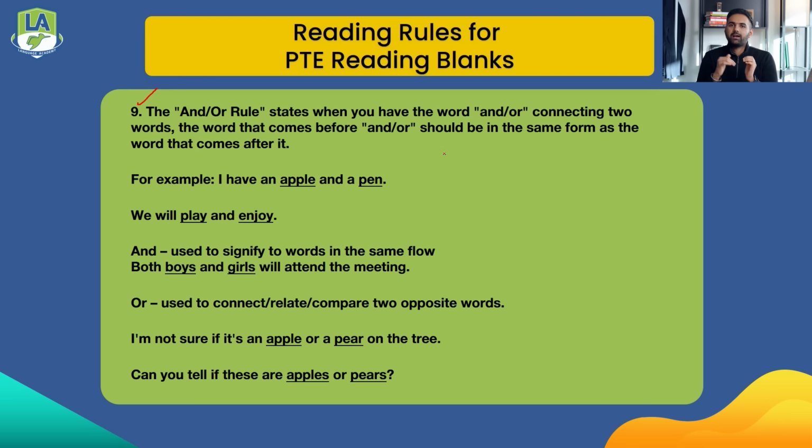If there is a blank after and, the word in the blank will be in the same form as the word before and. For example, I have an apple and a pen, or we will play and enjoy. You'll never say we will play and enjoying, or we will be playing and enjoy. No. So the word before and, or the word before or, and the word after and or will be in the same form. If the word before is singular, the second one will be singular as well. For example, you never say there are boys and girl in the class. You'll always say there are many boys and girls in the classroom.